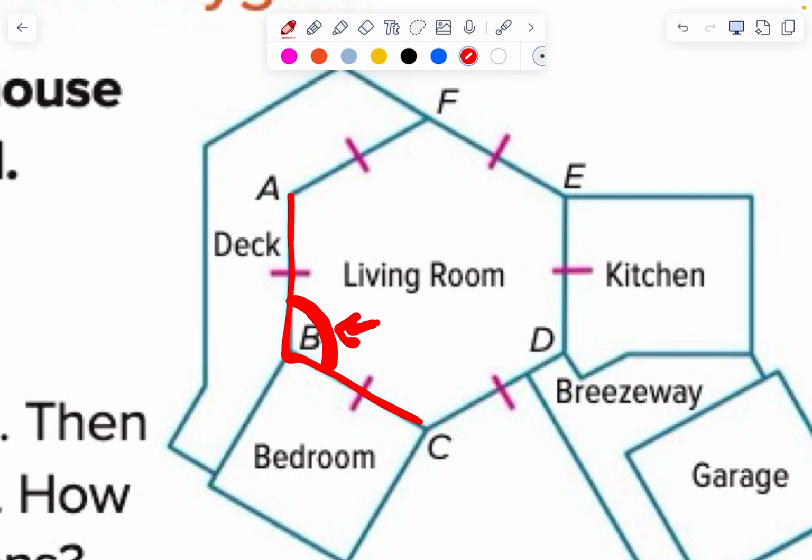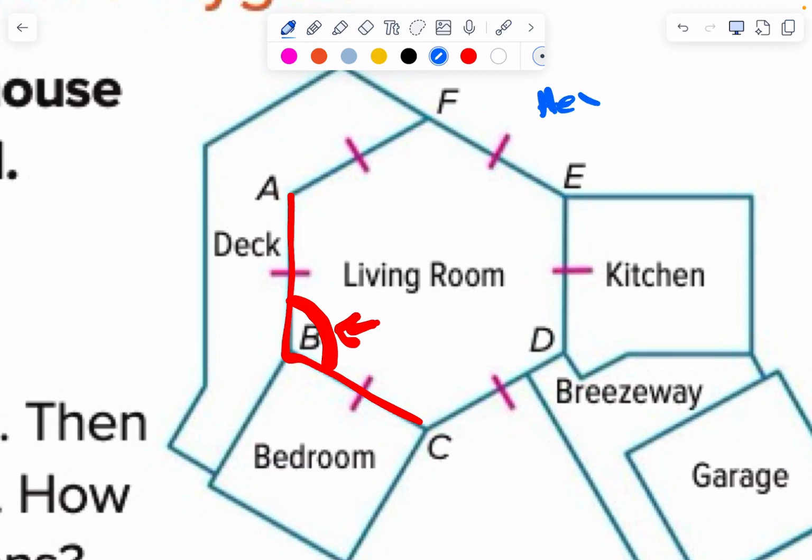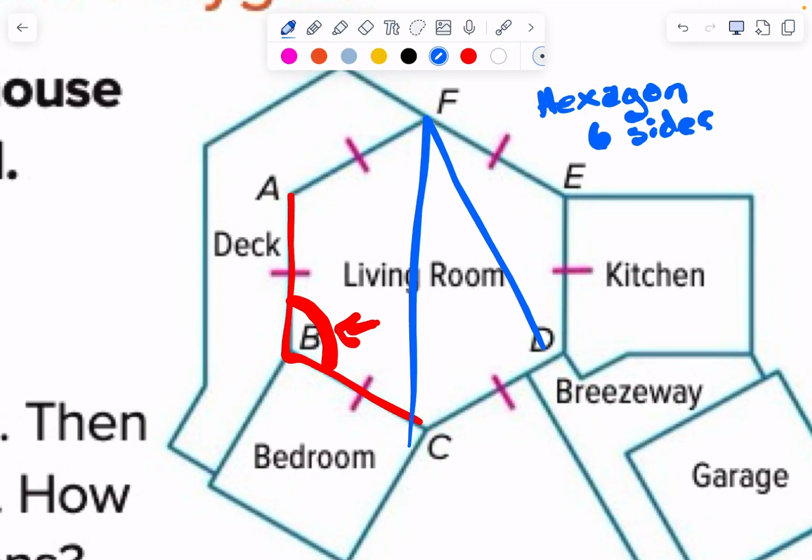This shape right here is a 6-sided figure. It is a hexagon. If it has 6 sides and I separate it into triangles, how many triangles will it have? 4 triangles, 2 fewer than the number of sides. 4 times 180 is 720.